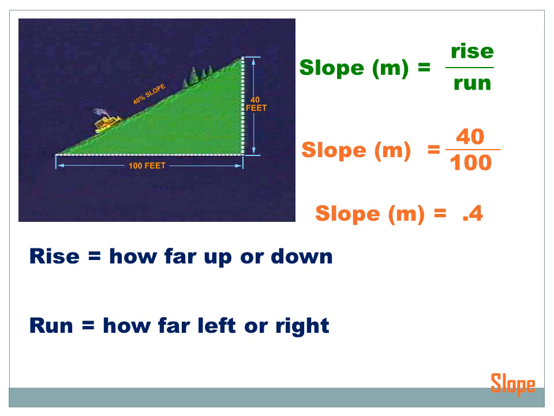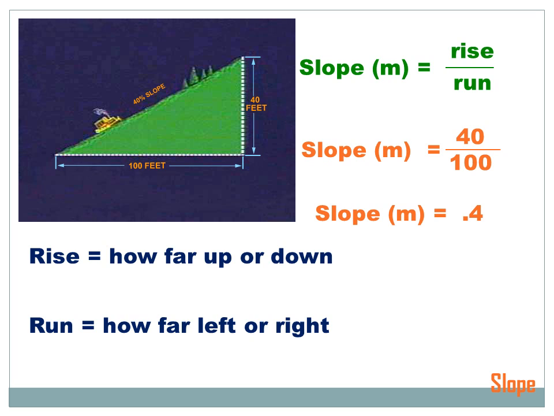This is math, remember that, so we got to find a number to represent slope. And we've done that. And there's a formula to figure out that number. Slope equals rise over run. Slope equals the amount it goes up and down, how much it rises, over how much it runs, the amount it goes left and right.